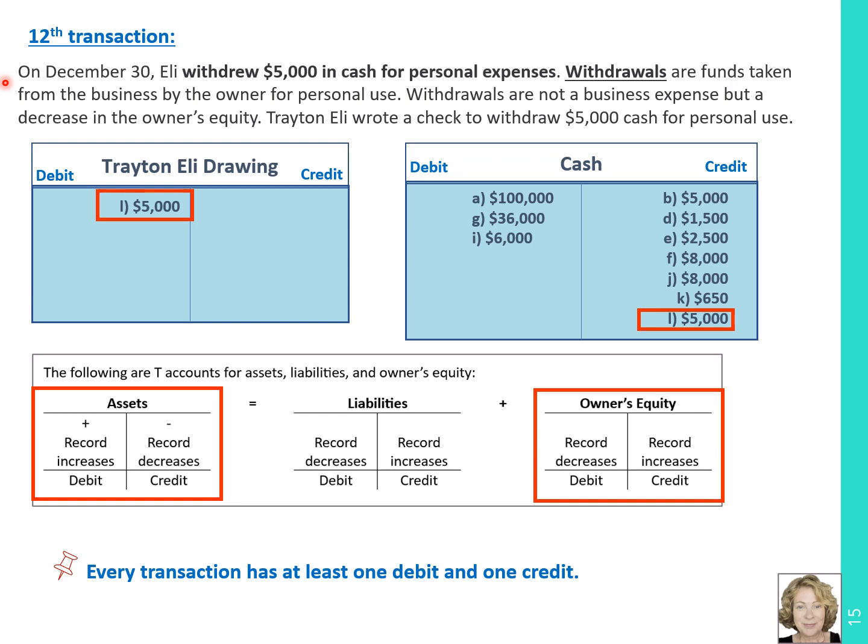Why don't we just use the capital account? Well, when we prepare the statement of owner's equity, we'll need to list the owner's withdrawals on a separate line. And that's a lot easier to do when we're tracking the withdrawals in a separate account. So let's debit Trayton Eli's drawing account for $5,000.